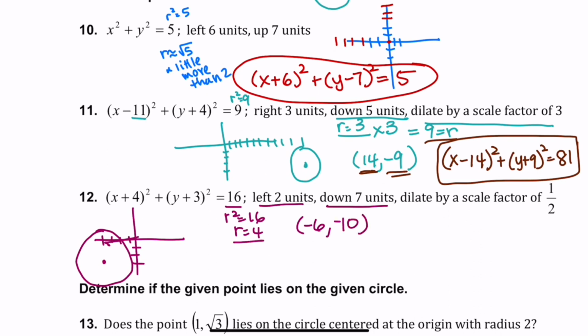Now our radius is 4, but we're going to dilate it by a scale factor of 1/2. This means it's going to be half the size. So if I have a 4 and I'm cutting it in half, my new radius is going to be 2. So we're going to use this center and this radius to write an equation of our circle. If we have a minus 6, it becomes a positive 6.